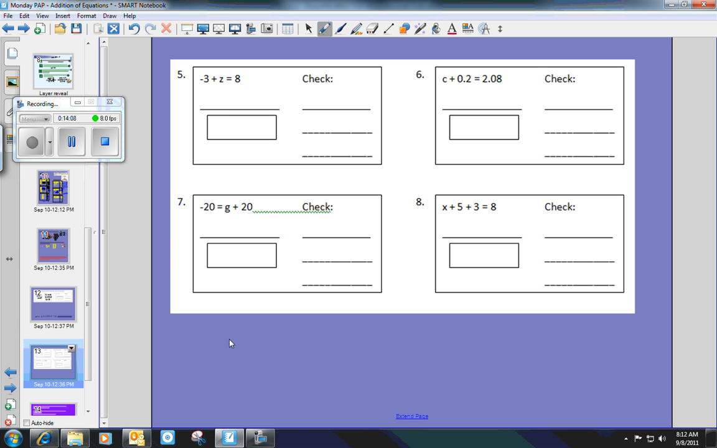Negative 3 plus z equals 8. Now our variable here is z, and so that's what we're going to use. We need z to be by itself. Now when we're looking at this, we have a negative 3, but it's still being added here, okay? But we have to do the opposite of whatever is going on. So if I have negative 3 plus z, how do I get rid of a negative 3? How do I make negative 3 be 0 so that z is by itself?